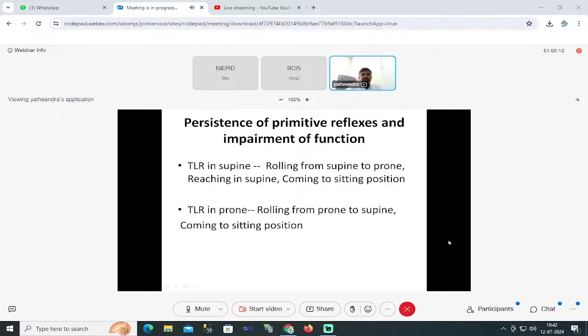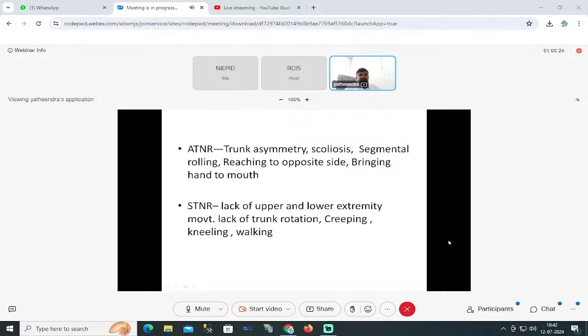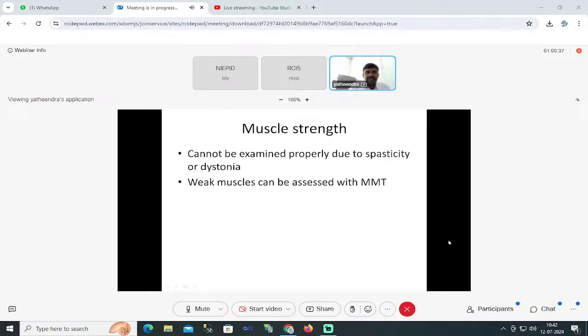Persistence of primitive reflexes and impairment of function. Suppose the tonic labyrinthine reflex is present, then rolling from supine to prone is very difficult. That's why it should not persist, it should be integrated within the time period. If it is persisting, it means there is some problem in the brain. That's why I told you this is assessment. During assessment, we will be assessing all the patterns, all the components. Okay, ATNR, STNR, these are done.